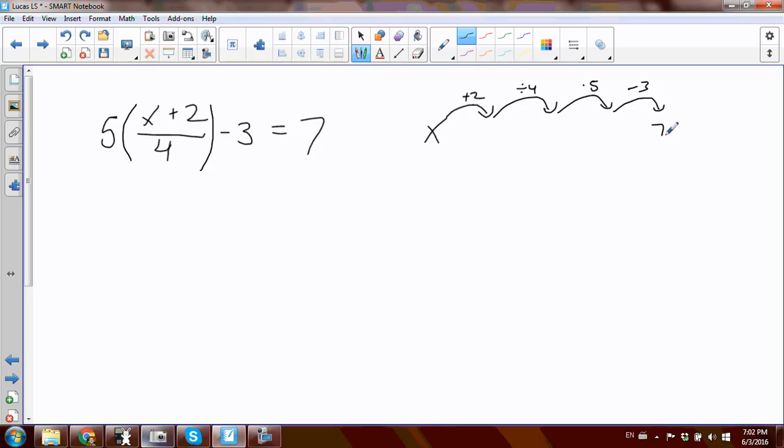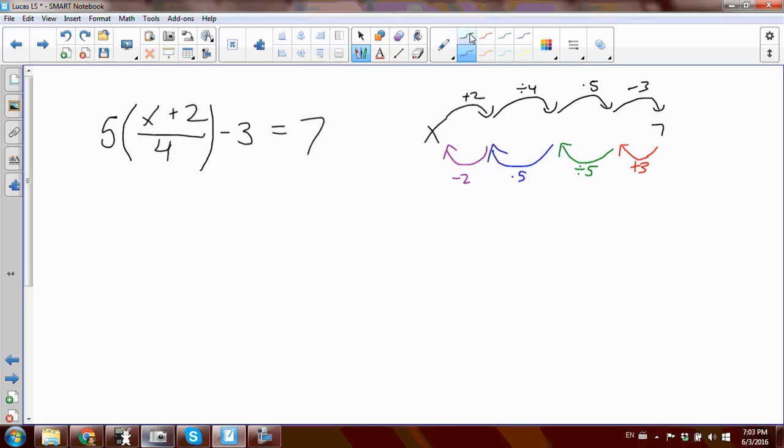So we play Sherlock Holmes, and we start with what we ended with, and we undo stuff. We undo the last thing that happened by reversing it. We add 3. And then we undo the times 5 by dividing by 5. And then we undo divided by 4 by times 4. And then we undo, finally, plus 2 by minus 2.